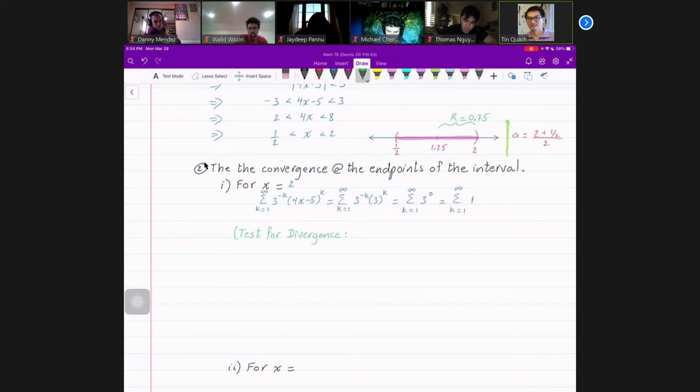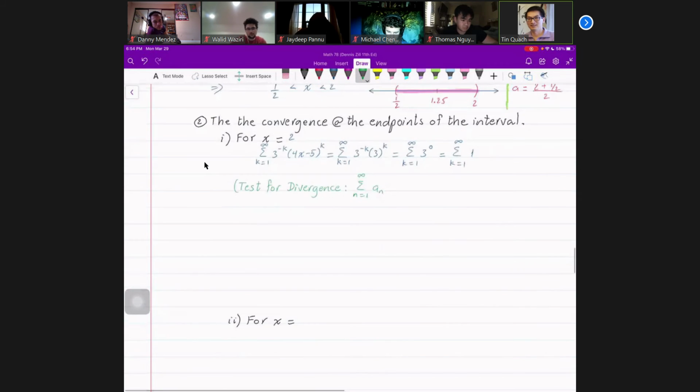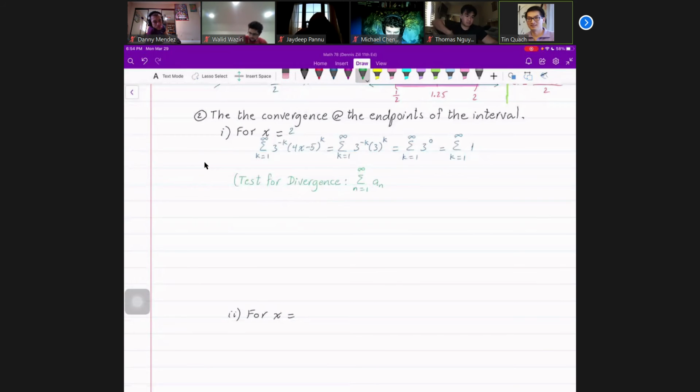Okay, and the test, so if I give you a series, and if you suspect that the series diverges, then you can use this test. Now, how does this test work? The test says, whatever the a sub n is, when you take the limit of that a sub n and it is not 0, then you know the series diverges. Now, if you take this limit of this a sub n and it is equal to 0, you cannot tell.